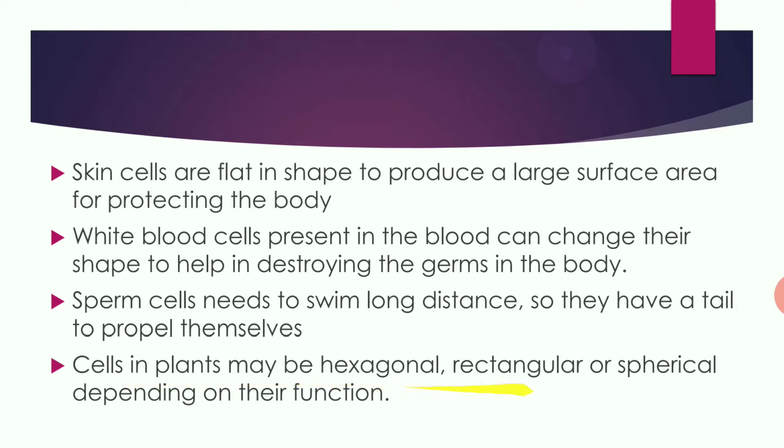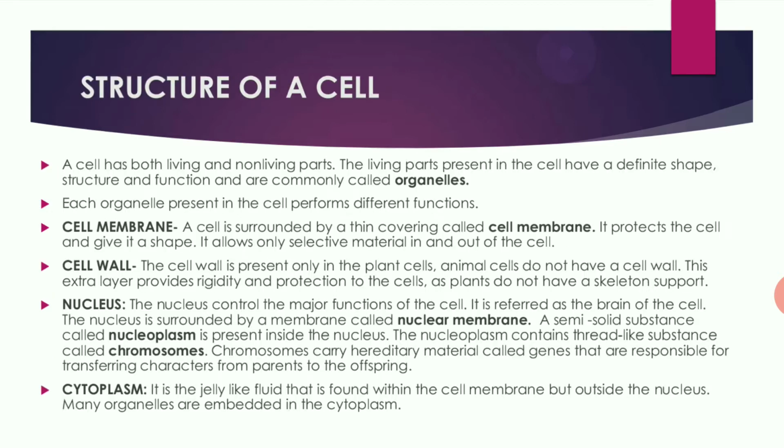Cells in plants may be hexagonal, rectangular or spherical depending upon their function. So cells in plants are of different shapes and sizes, and they perform different types of functions.